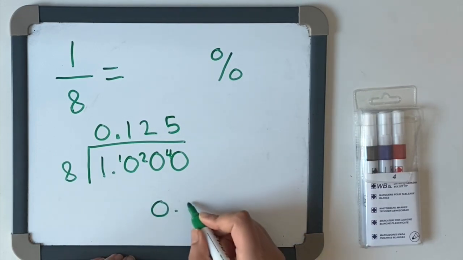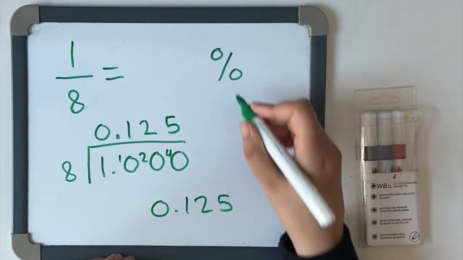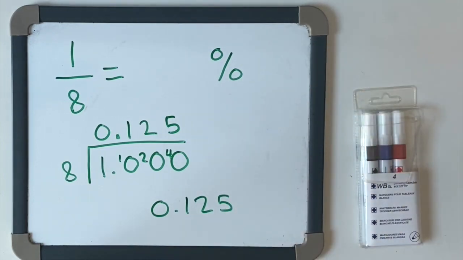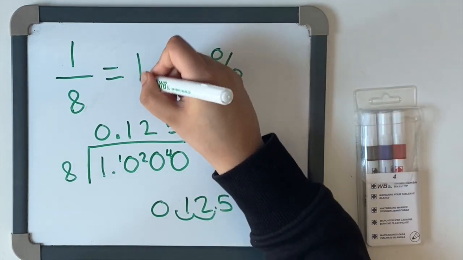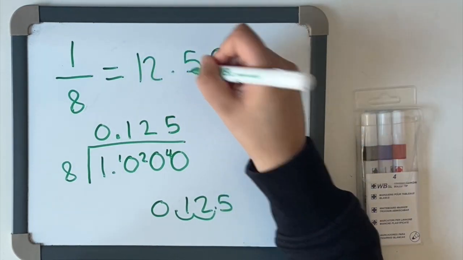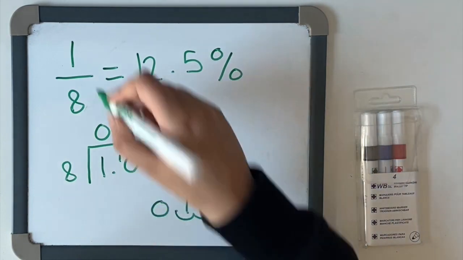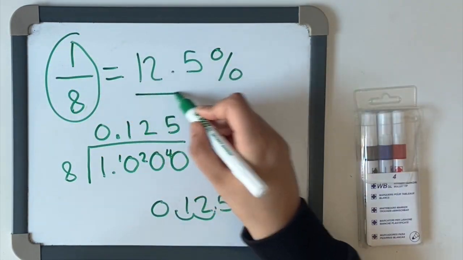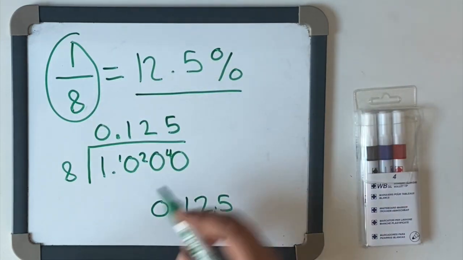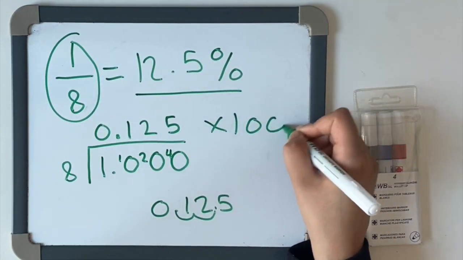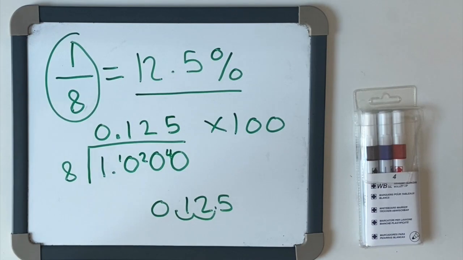Now to change 0.125 into a percentage, we must multiply it by 100 because obviously percent is out of 100. And we do that by going 2 places to the right. So 1, 2. So the answer is 12.5. That is how you convert fractions into percentages. So we did 1 divided by 8 and then multiplied it by 100. Okay, let's have a look at another one.